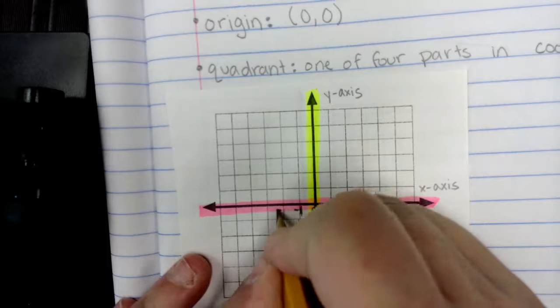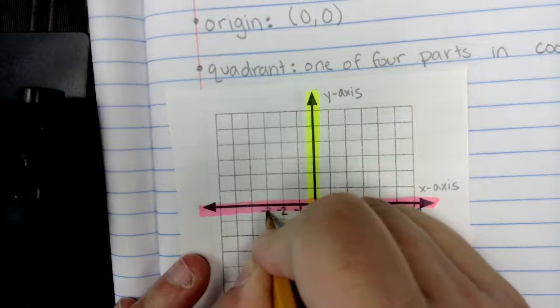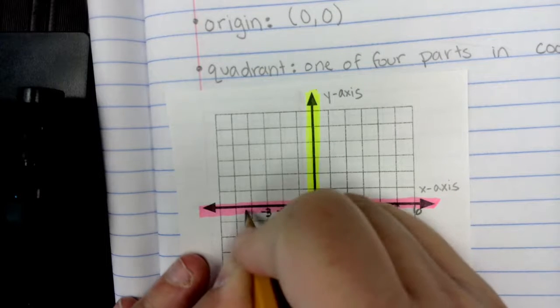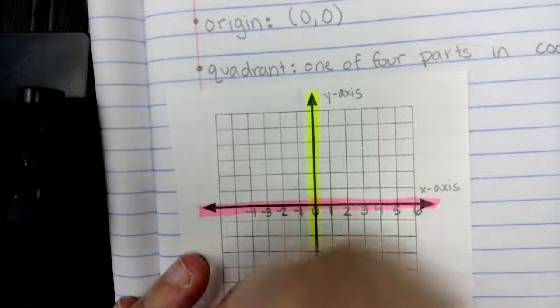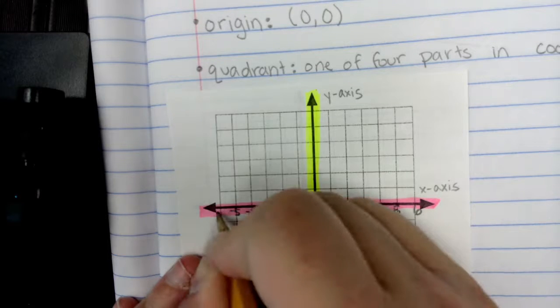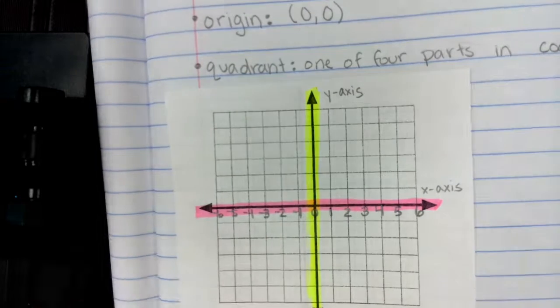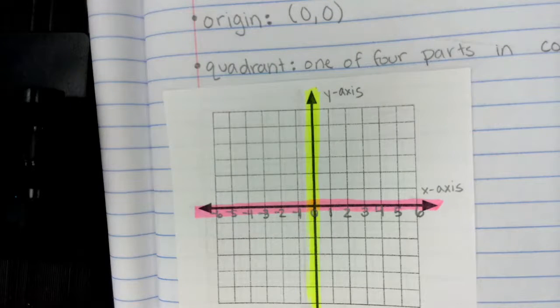-2, again on that line as best as you can. -3. -4. -5. -6. Where's this one? So it goes on the line.